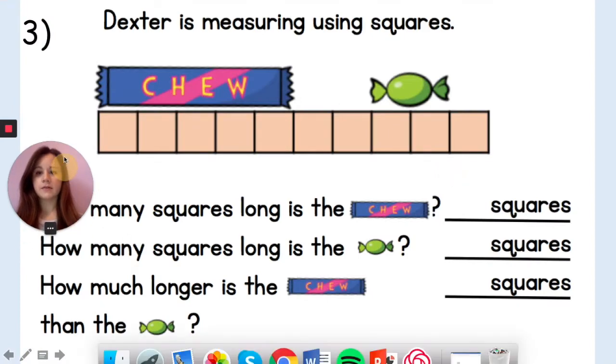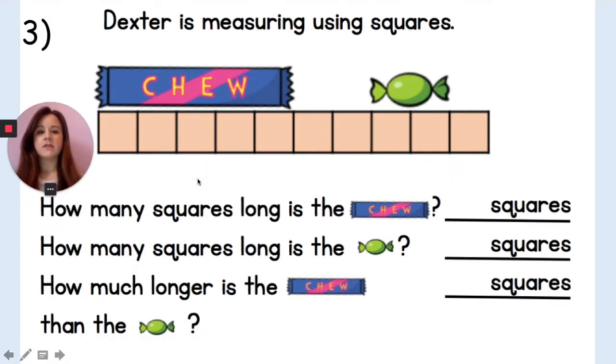Question number 3. Dexter is measuring using squares. How many squares long is the chew? Here's the chew. How many squares long is the sweet? How much longer is the chew than the sweet? So you write your answers in your books.